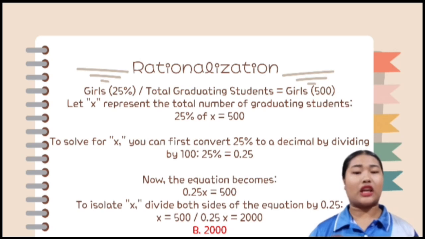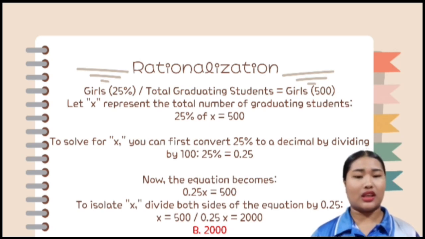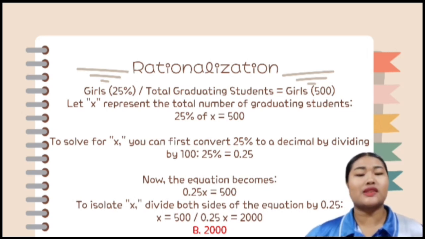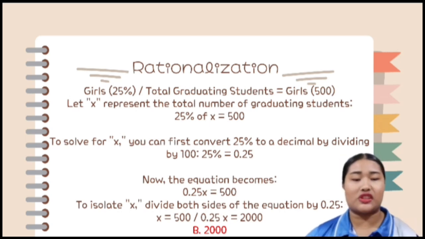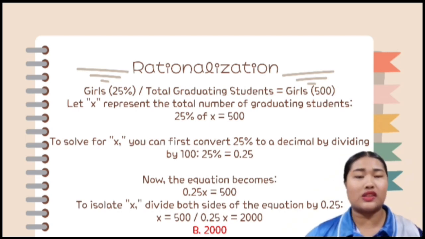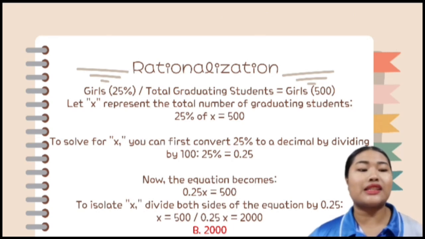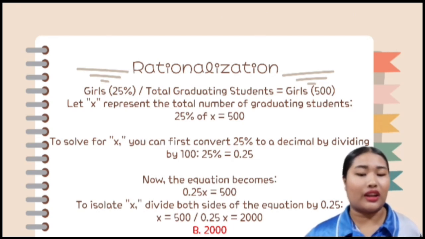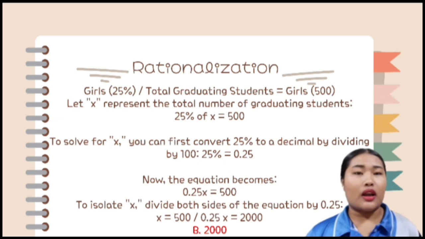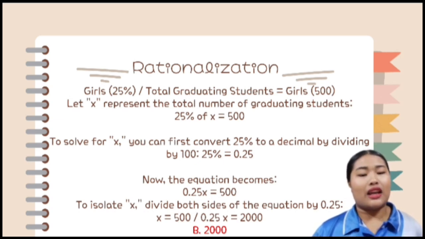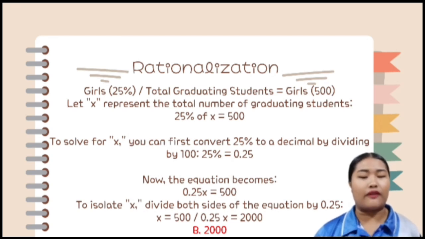Girls, which is 25% of the total graduating students, is equal to 500. Let X represent the total number of graduating students. It will give us 25% of X is equal to 500. To solve for X, you can first convert 25% to a decimal by dividing by 100. So it will give us 0.25, because 25% is equal to 0.25.